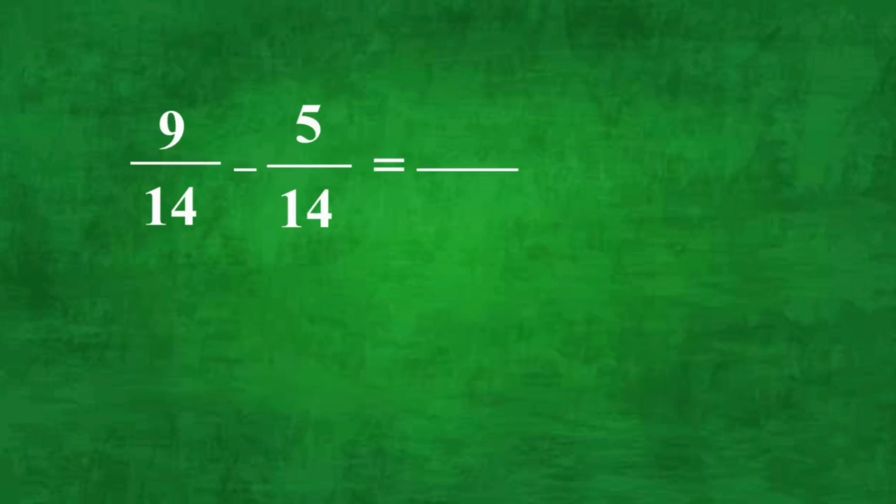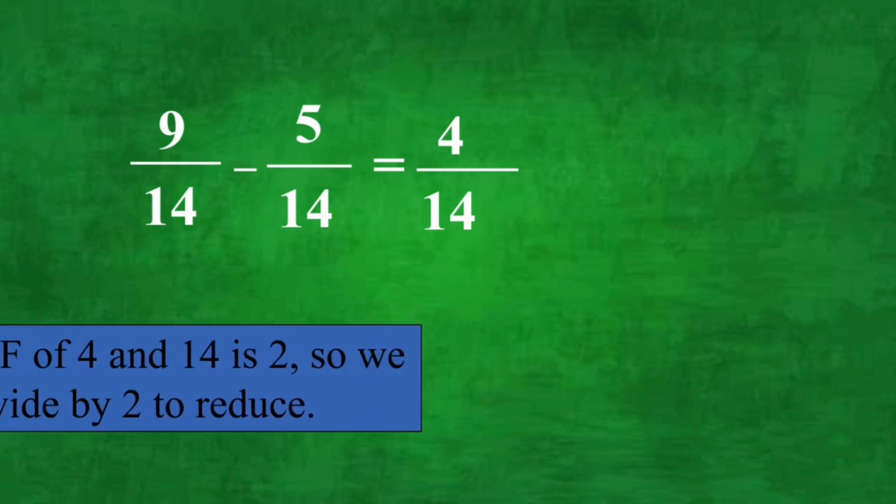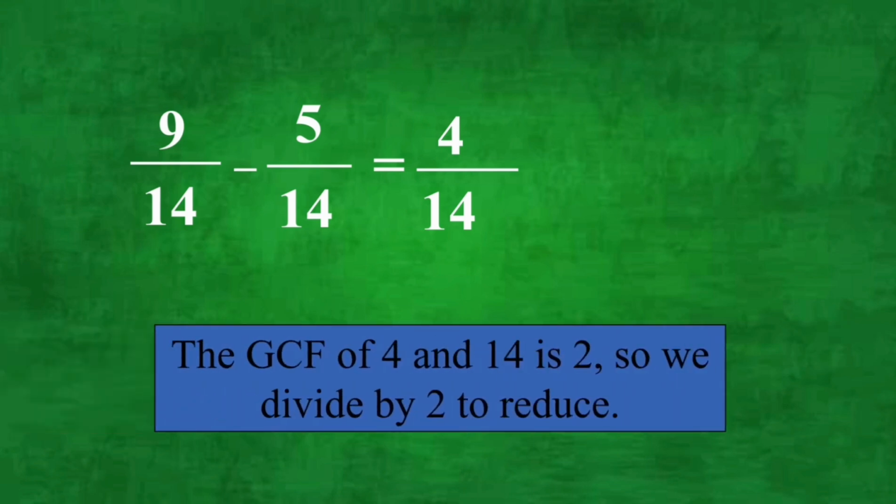Now let us have 9 over 14 minus 5 over 14. 9 minus 5 is equal to 4. Then copy the common denominator, which is 14. Now 4 over 14 can still be reduced in lowest term. The GCF of 4 and 14 is 2, so we divide by 2 to reduce. So 4 divided by 2 and 14 divided by 2 is equal to 2 over 7.